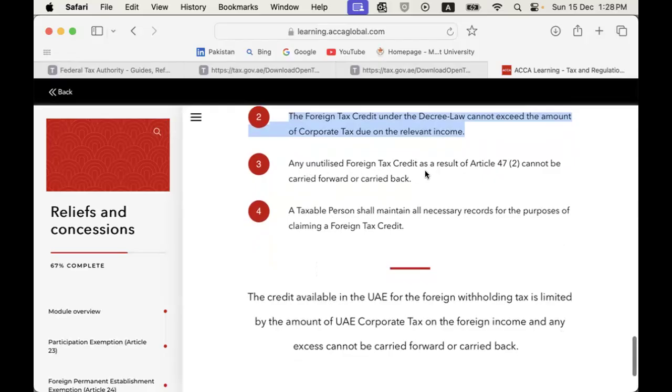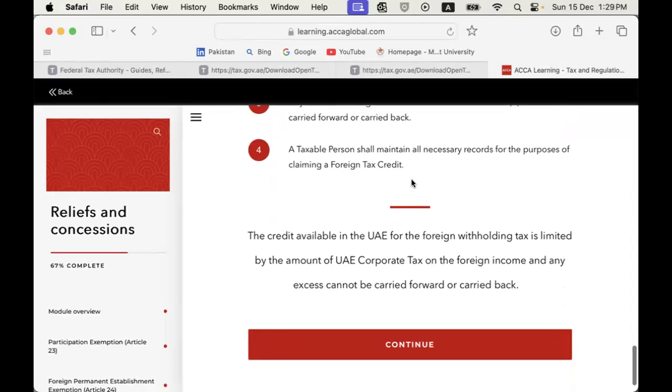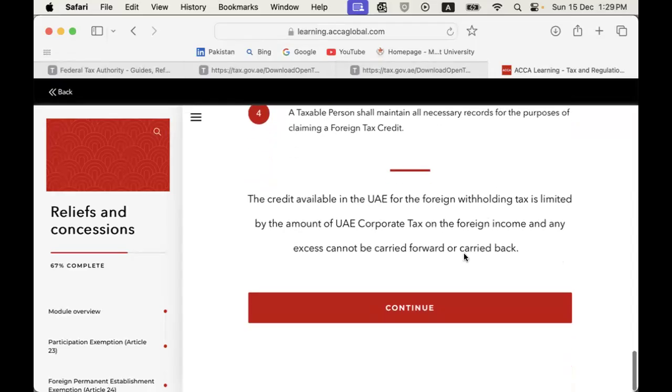Any unutilized foreign tax credit as a result of Article 47 cannot be carried forward or carried back. This is a key point, guys. This is a caveat. Because if you have unutilized foreign tax credit, can it be carried forward? No, that's a very bad thing, actually. So we have to be very careful about this matter. Taxable person shall maintain all necessary records for the purposes of claiming foreign tax credit.